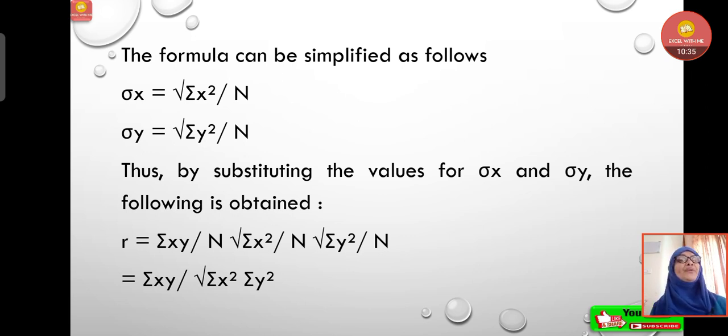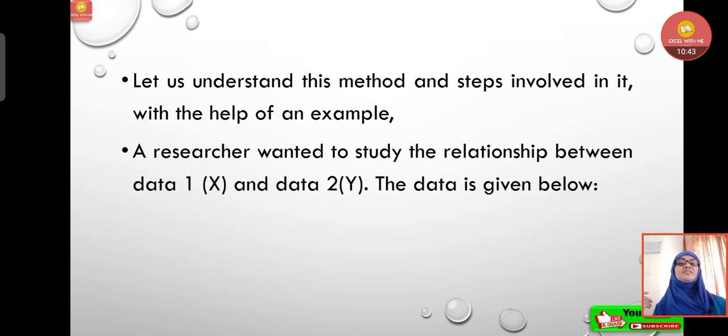Thus, by substituting the values of standardization also, you can obtain the calculation with this formula. Let us understand this method and the steps involved in it with the help of an example here.